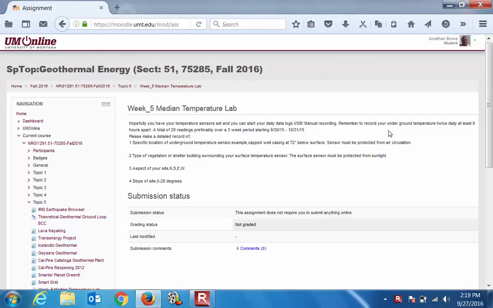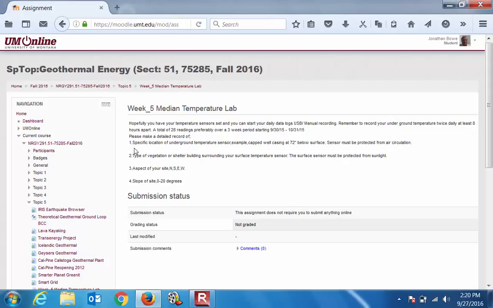So remember to record your underground temperatures twice daily, at least 8 hours apart. A total of 28 readings, preferably over a 3-week period, starting 9/30/16. We're not going to be done with it by 10/31/16, but we'd like to be having some data by then.